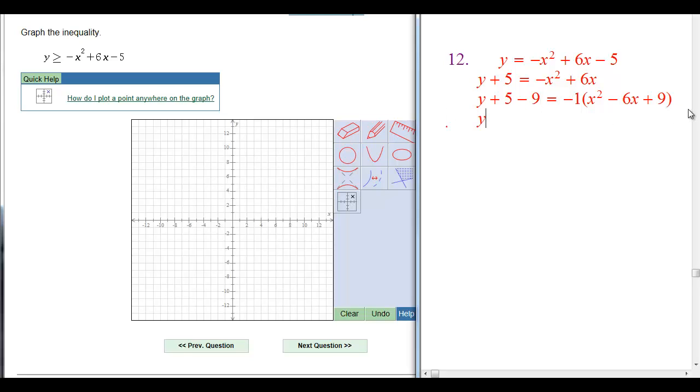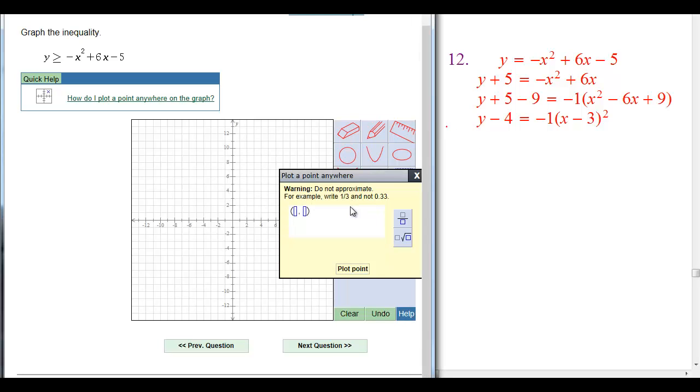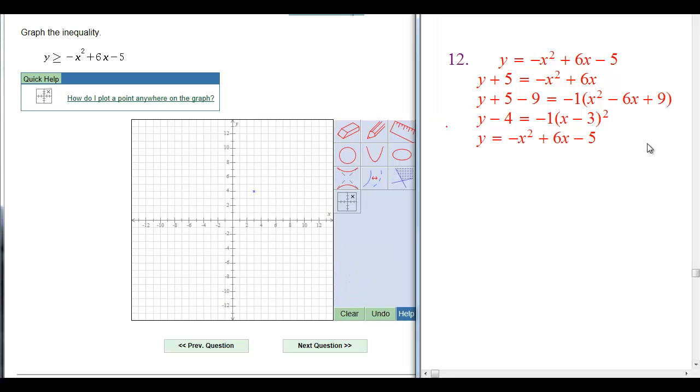So now we're going to have y minus 4 equals -1 times x minus 3 squared. And so now we can sketch the graph of this parabola. We have our vertex, which is 3, 4. So let's plug in another coordinate where we're replacing x with 2. And so that will give us y equals 3.